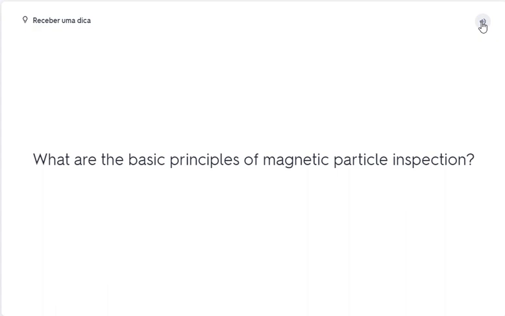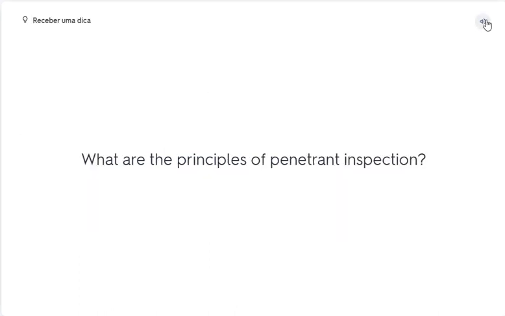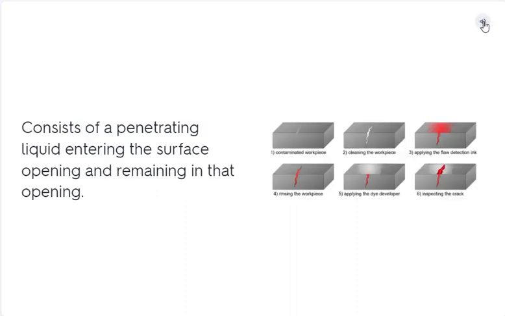What are the basic principles of magnetic particle inspection? Consists of magnetizing a part and then applying ferromagnetic particles to the surface area to be inspected. If a discontinuity is present, the magnetic lines of force will show the discontinuity. What are the principles of penetrant inspection? Consists of a penetrating liquid entering the surface opening and remaining in that opening.